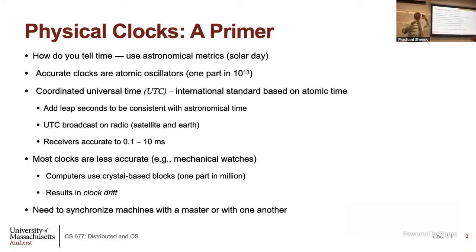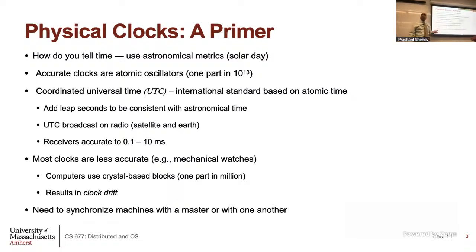So typically in the old days, you used the stars and the sun to tell time. Okay? Noon basically meant that the sun was right above, there's no shadow. That's basically the definition of solar noon. Now these days, of course, you don't use the sun to tell time. You have more accurate clocks.